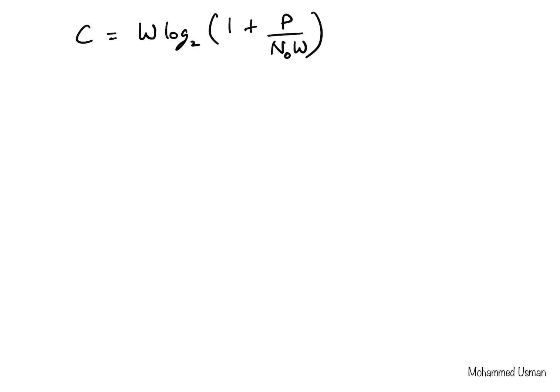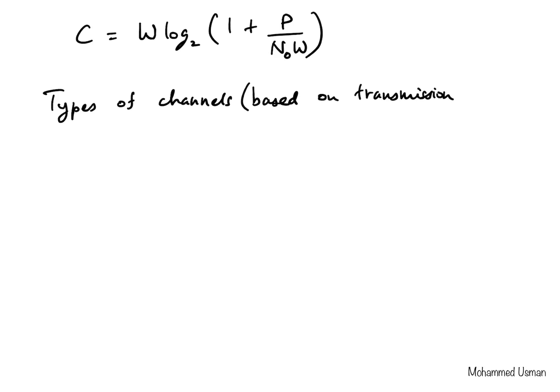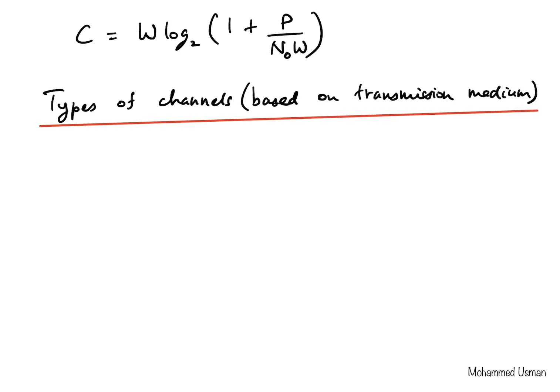So, types of channels. And this classification is based on the transmission medium, and the first type is called the wireline channel.